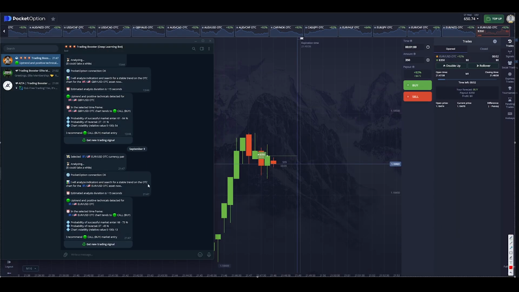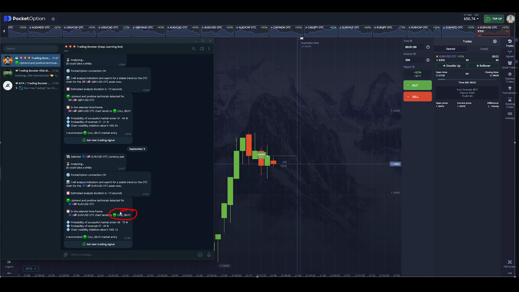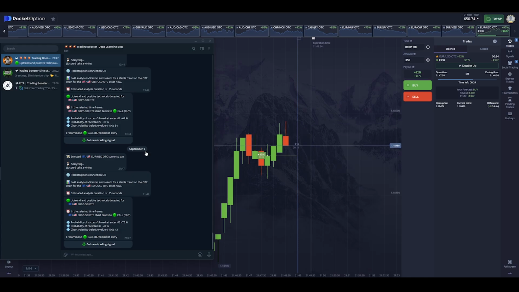First of all, you need to pay attention to the percentages that the robot gives out. This is very important, meaning the actual percentage itself. The higher the percentage, the safer the trade will be accordingly. We'll talk about the other parameters later, but the main thing, at a minimum, is the signal, which direction we open the trade, and what percentage we have for a successful entry into the trade.